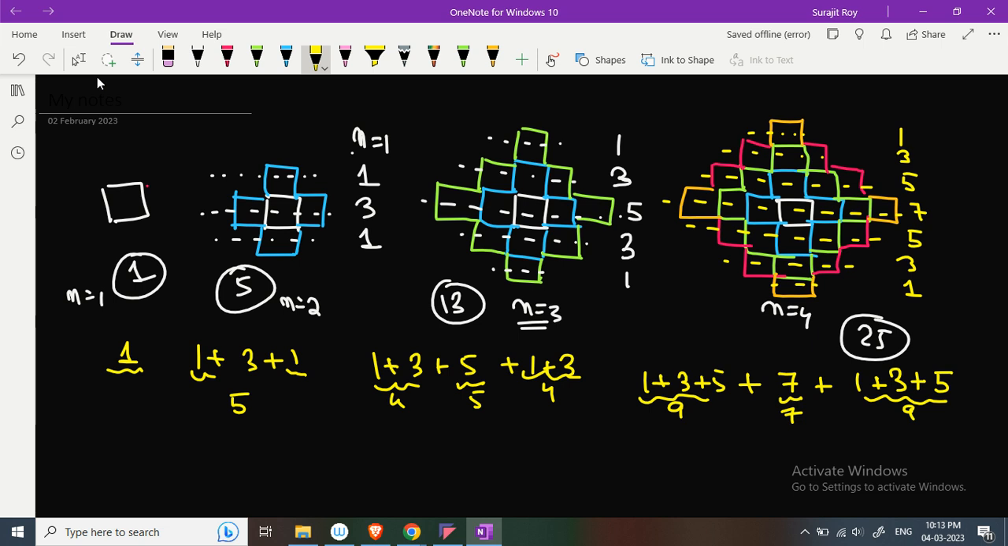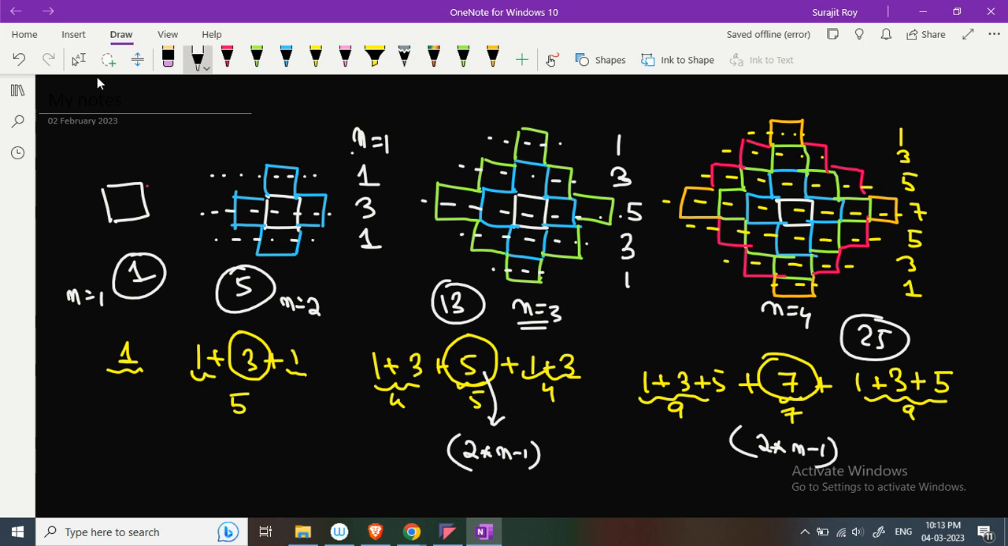What you can observe is this 5, this 5, this 3, this 7. How can we get 5 from n? This 5 can be obtained as 2 into n minus 1. As you can see, n is 3, so 2 into 3 minus 1 will give 5. And this 7 is again 2 into n minus 1, so 2 into 4 is 8, minus 1 is 7.